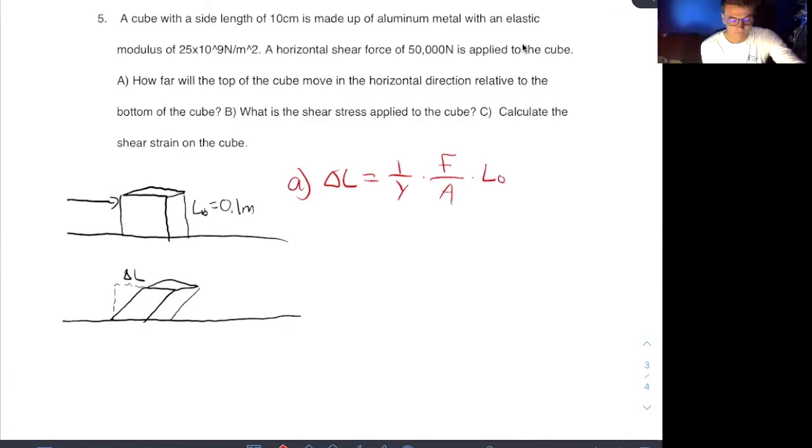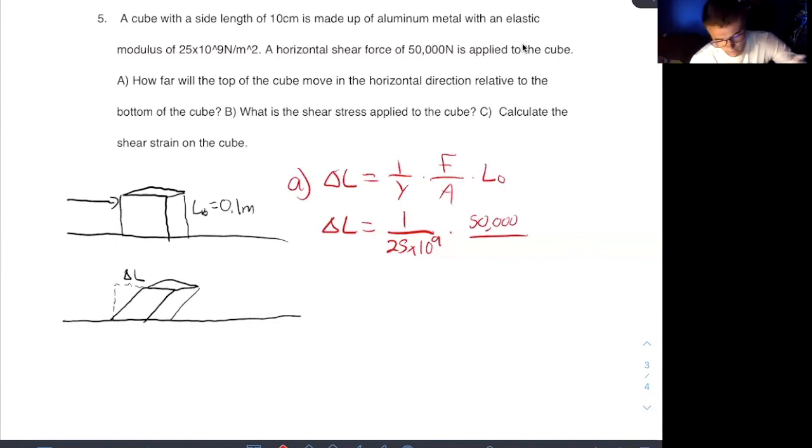Okay, so it's kind of plug and chug. So we got delta L equals 1 over 25 times 10 to the power 9. And then the force being exerted, 50,000 over the area. So what's the area of a square? Well, it's just the length squared, right? So it's 0.1 squared. And then the initial length is 0.1 meters.